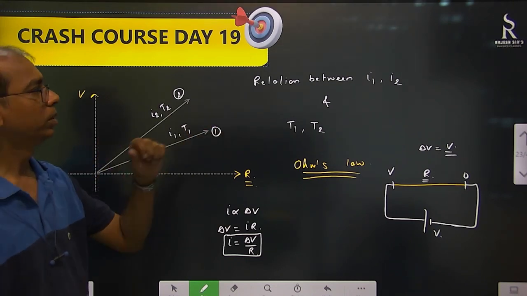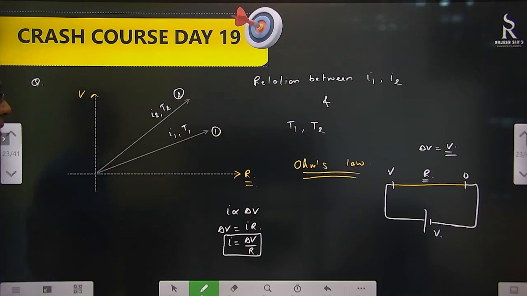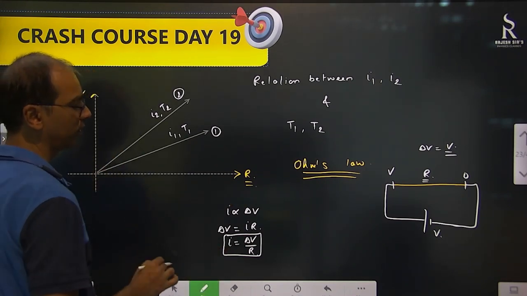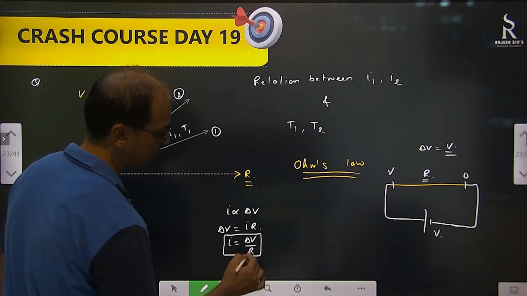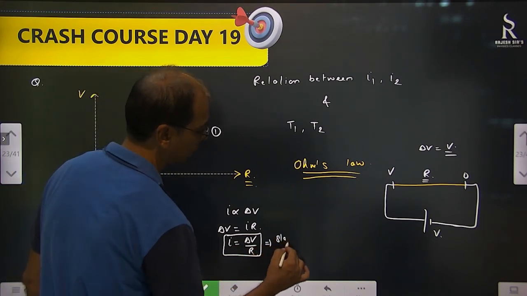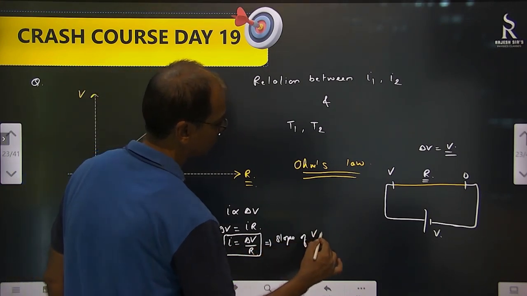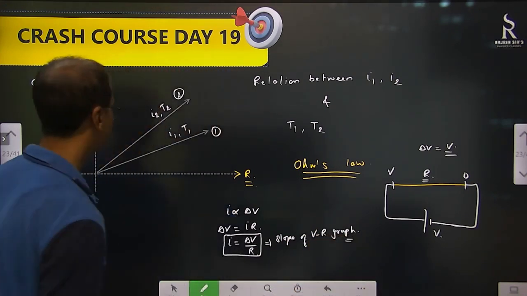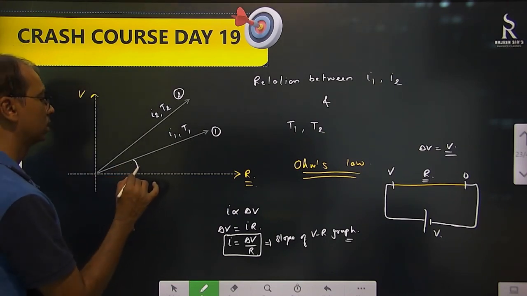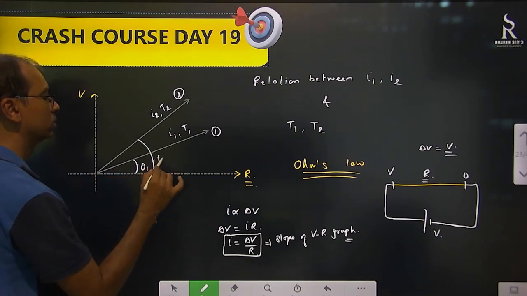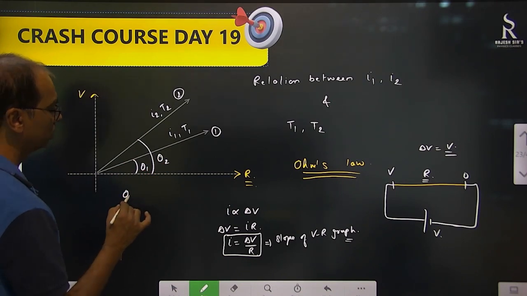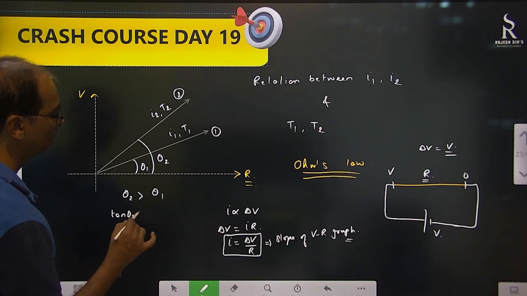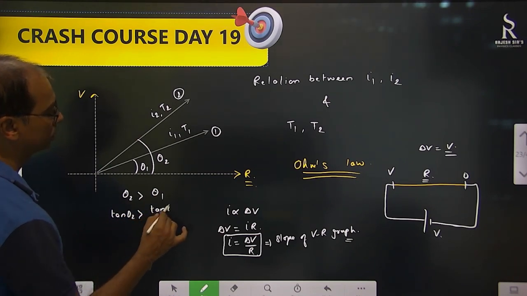First, you have to find the relation between I1 and I2. I1 is greater, or I2 is greater? So if I have to find I, and this is a graph between V and R, then actually I is the slope of the VR graph. Now whose slope is more? Say this is theta 1, this is theta 2. Clearly theta 2 is greater than theta 1, or tan theta 2 is greater than tan theta 1. Tan means slope.